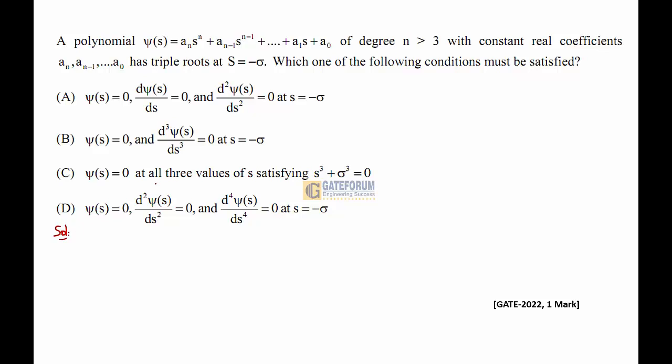Triple roots means a root is repeated 3 times. Take care. Since, so triple root means a root repeats thrice.